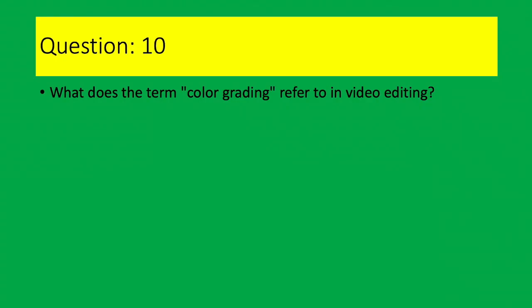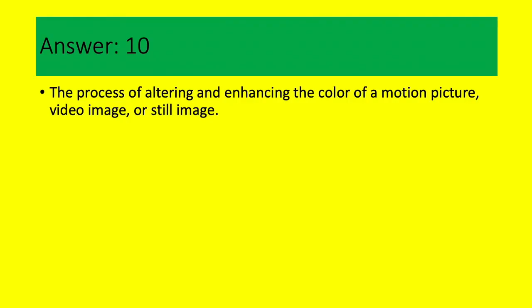Question 10. What does the term color grading refer to in video editing? The process of altering and enhancing the color of a motion picture, video image or still image.